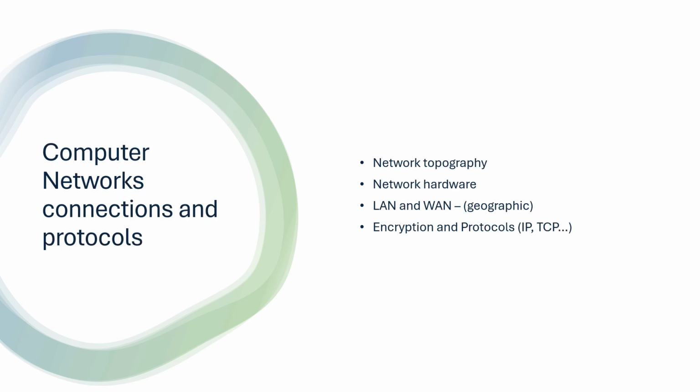In computer networks, connections, and protocols, you need to be able to know the different topologies, how to draw them, and their names and what they look like. Network hardware, what piece of hardware do you need to have to connect to the internet? What LAN and WAN are? Remember, the keyword there is geographic. Geographic is your keyword, geographic area. You have to say local geographic area. Encryption and protocols, these tend to come up a lot. Remember that keyword for encryptions is key.